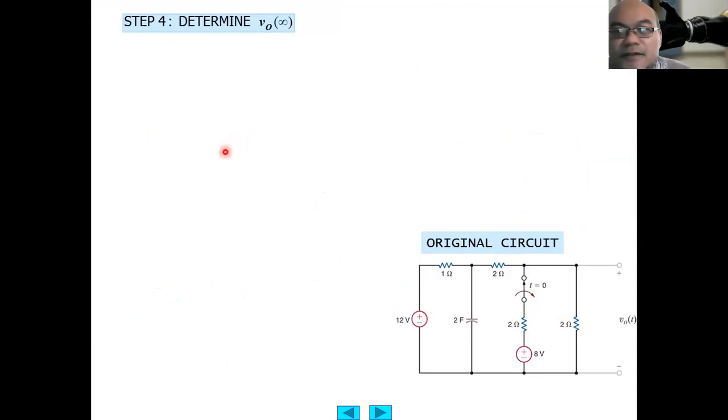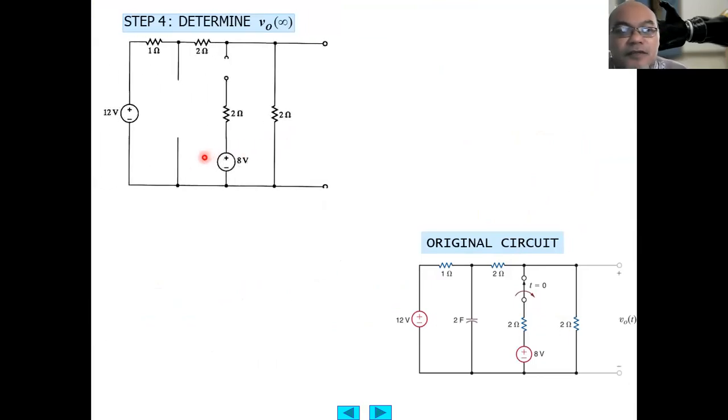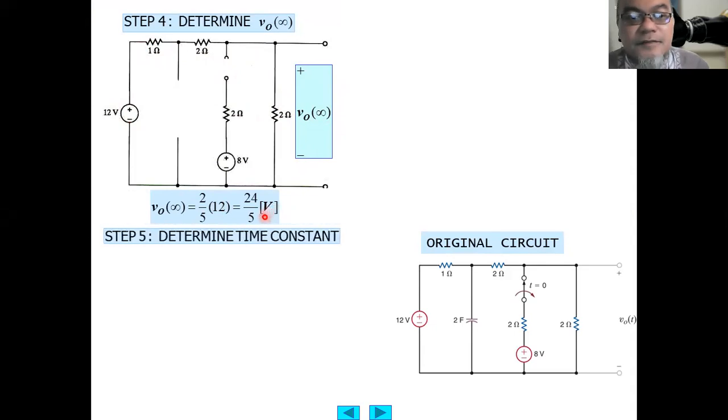Now we determine the voltage at the 2 ohm at infinity, so at steady state. We redraw the capacitance as an open circuit. So the V output at infinity will be another voltage divider: 2 ohm divided by 2 plus 2 plus 1, or 5, so 2 over 5 times 12 equals 24 over 5 volt.